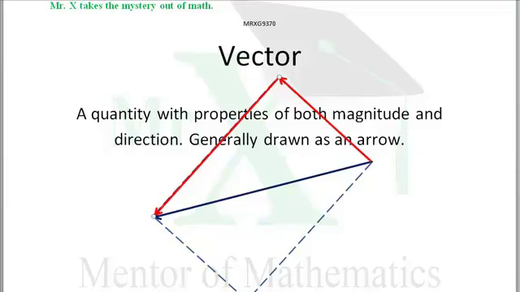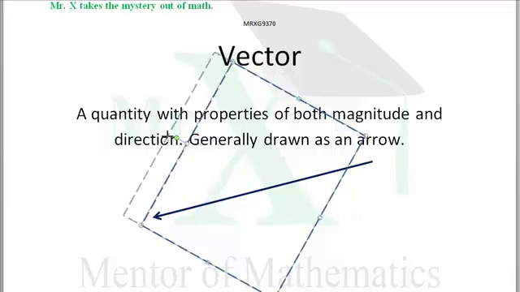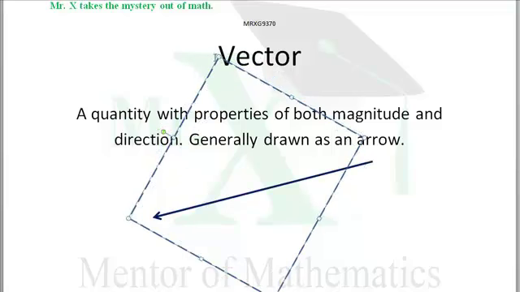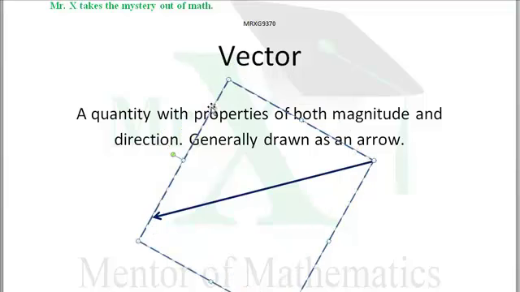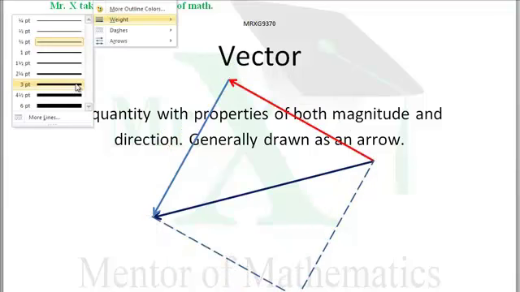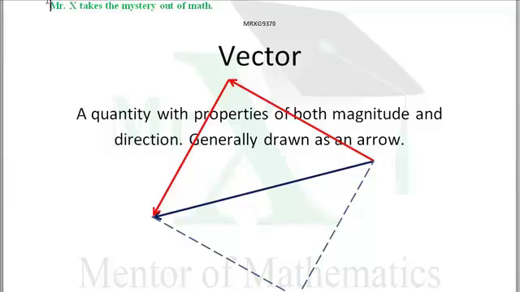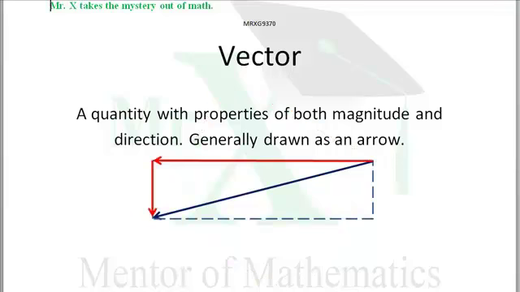Let's do one more. It's the same vector on a different set of axes. And there's the vector we started out with.